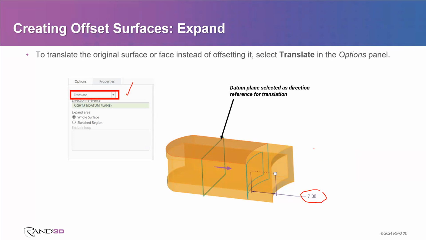Again, since I'm doing a translation, this new face has exactly the same shape and radius as the original face. There would be no limit as to how far I could translate that particular surface.